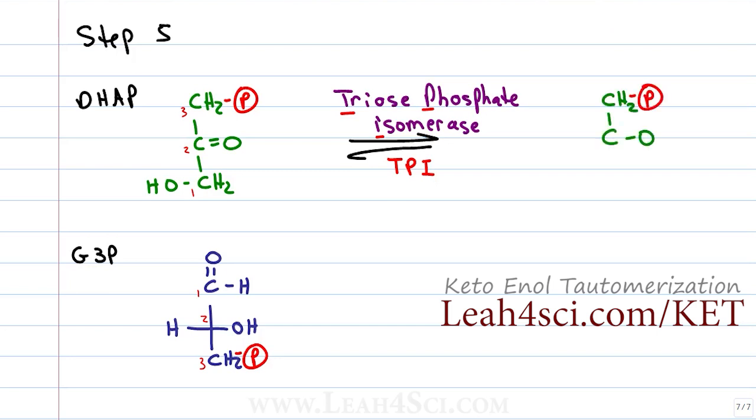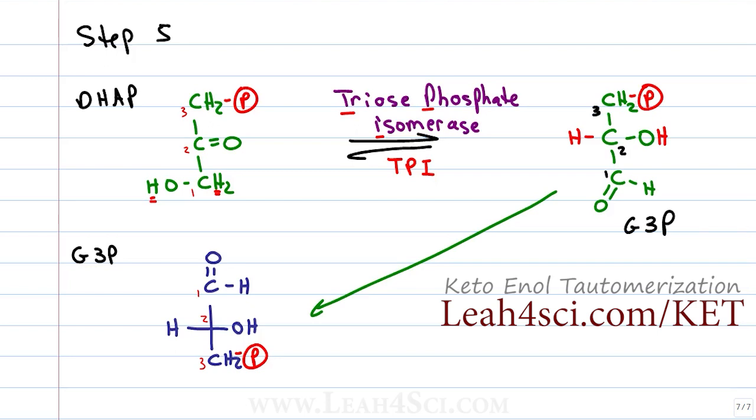Carbon number 2, instead of a carbonyl, gets C single bound OH for the alcohol, plus another H, and carbon number 1 is going to lose 1 hydrogen here, 1 hydrogen here, leaving it with just 1 hydrogen, and the oxygen now gets a second bond to form the aldehyde. This is just another way of drawing glyceraldehyde 3-phosphate, where carbon 1 is the aldehyde, 2 is an OH, and 3 has a phosphate. Interesting note about TPI.